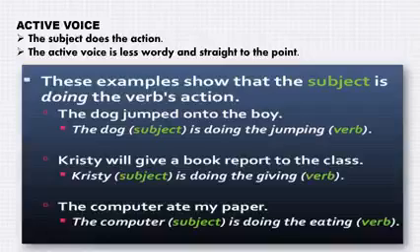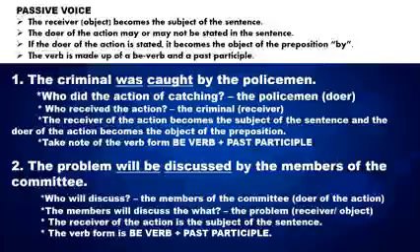Example: the dog jumped onto the boy. The dog is the subject and is the one doing the action, jumping. Second example: Christy will give a book report to the class. Christy is our subject and is the one doing the action of giving. So third example: the computer ate my paper. The subject is the computer and is the one doing the action, eating. For the passive voice, the receiver or the object becomes the subject of the sentence.